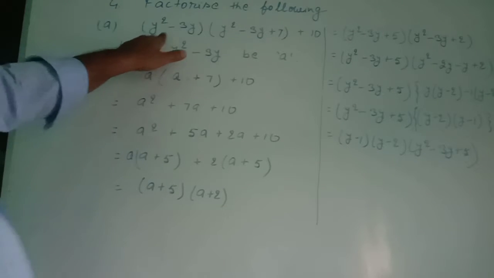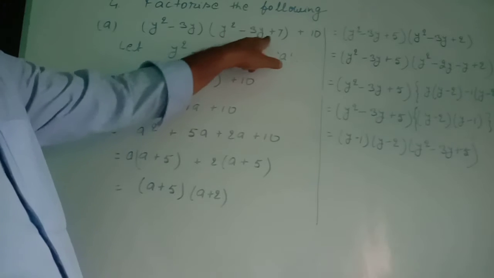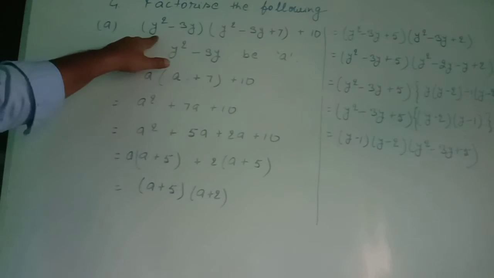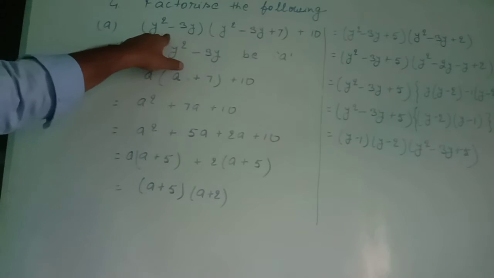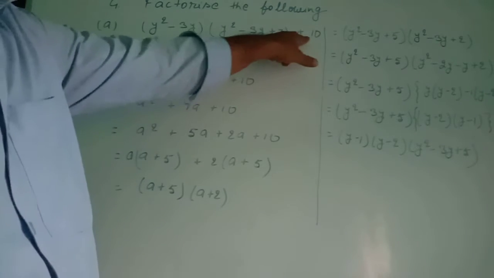In question number 4, factorize the following. Question number A, y square minus 3y into y square minus 3y plus 7 plus 10. I considered y square minus 3y be a. Then equation became a into a plus 7 plus 10.